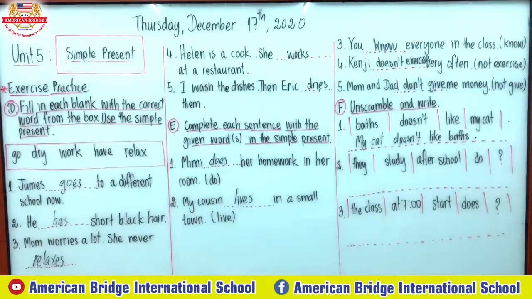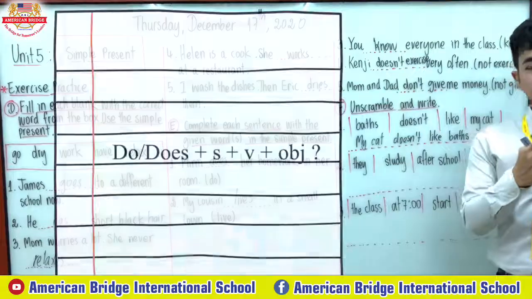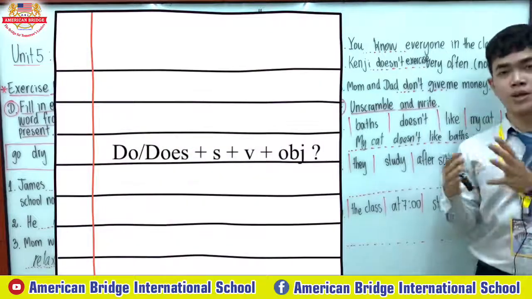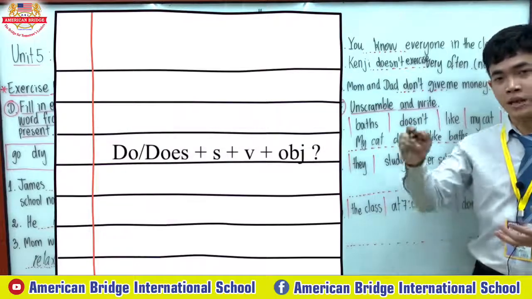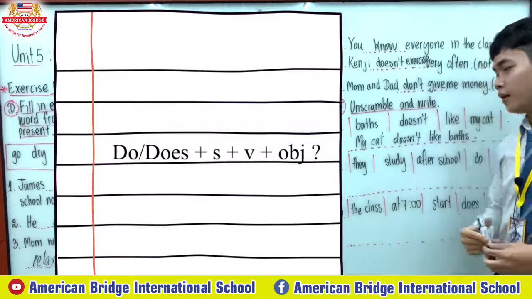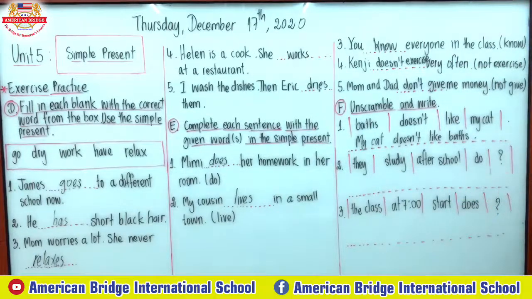So number 2, everyone. So let's see, is it in the negative form or question? It must be a question, right? Because as you can see here, there is a question mark. Okay, guys, so the question form in our simple present, we have do or does, plus subject, plus verb, plus object, and question mark, right? Okay, so this is the question form, so you have to find the auxiliary verb in our sentence. So here is the auxiliary verb in our sentence, the word do.